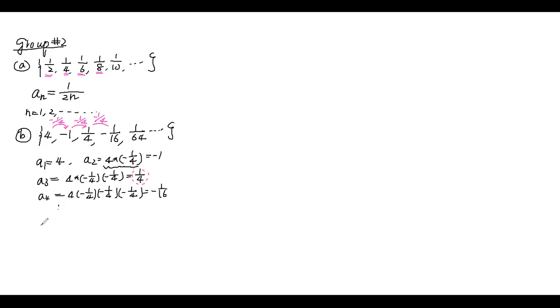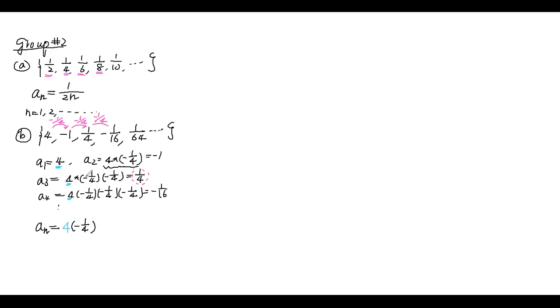Okay, so now you see, I think I see the pattern here. It seems that every term has a 4 in front of it, right? So I would say maybe I need a 4. And I also notice here that it seems I start to multiply by negative 1/4 here.